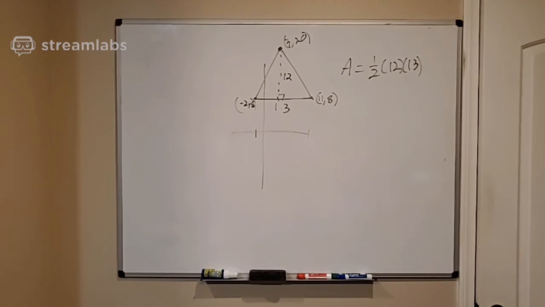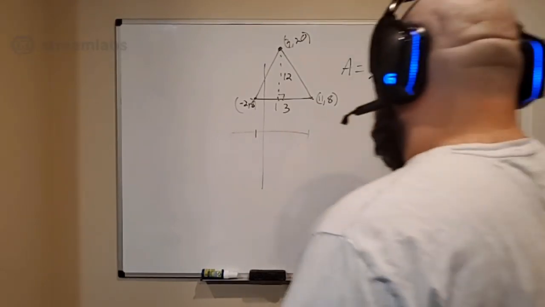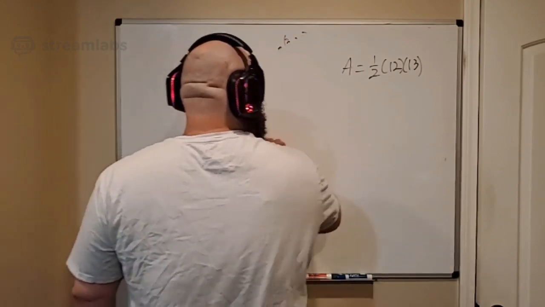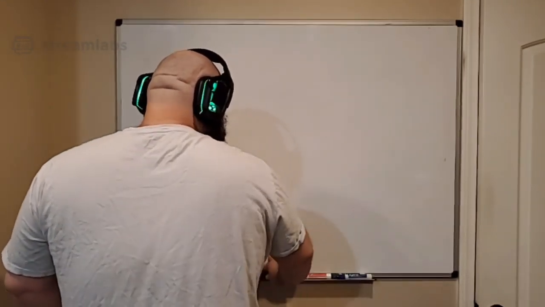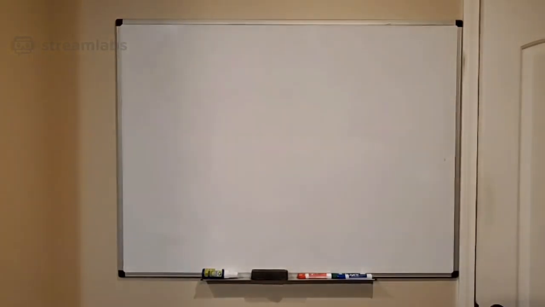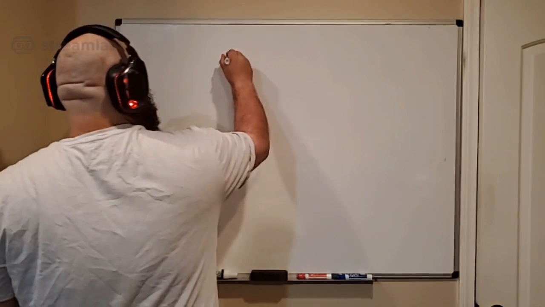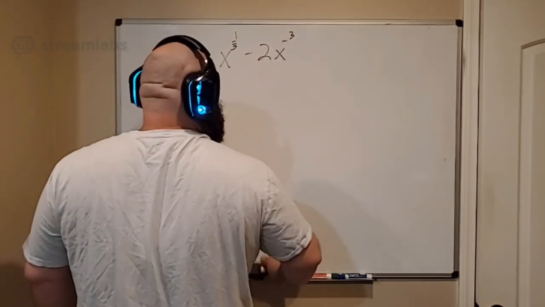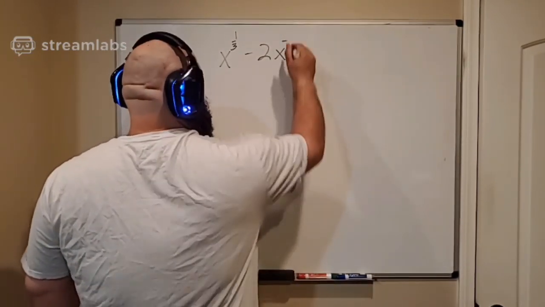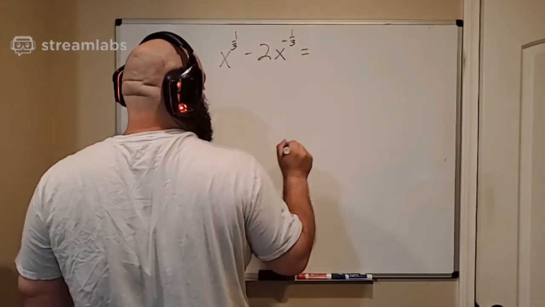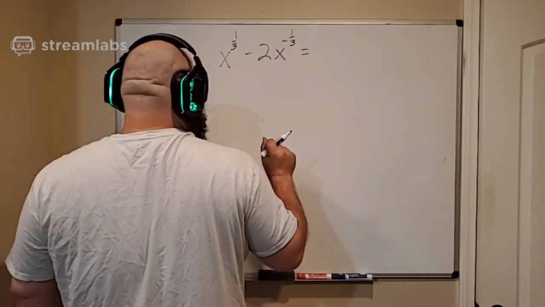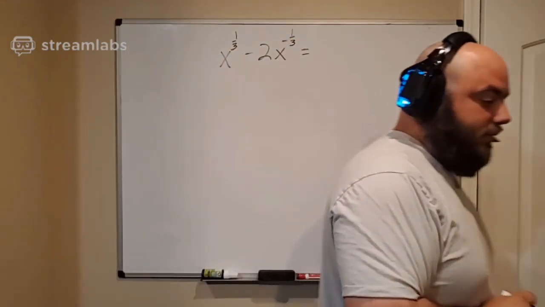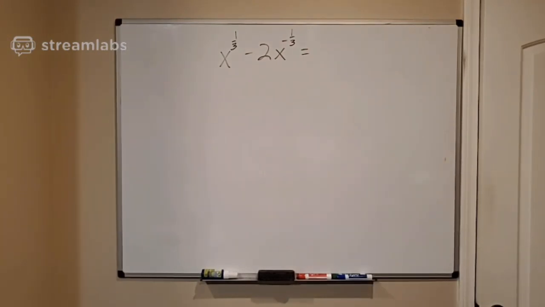Okay. Number 2 is where we did start running into trouble. So what is it? x to the 1/3 minus 2 over x to the 1/3. What's it equal to on the right hand side, somebody? Anybody? Nobody? 1. Thank you.